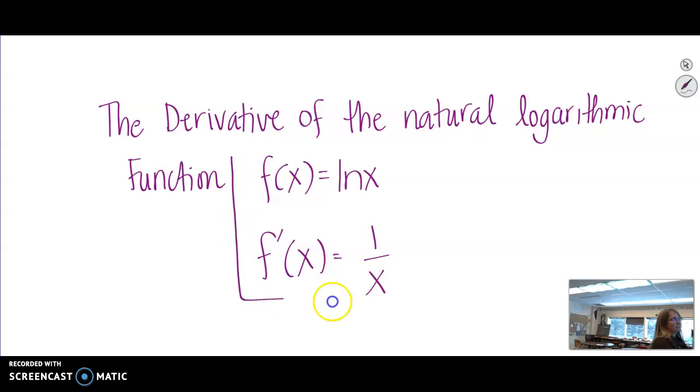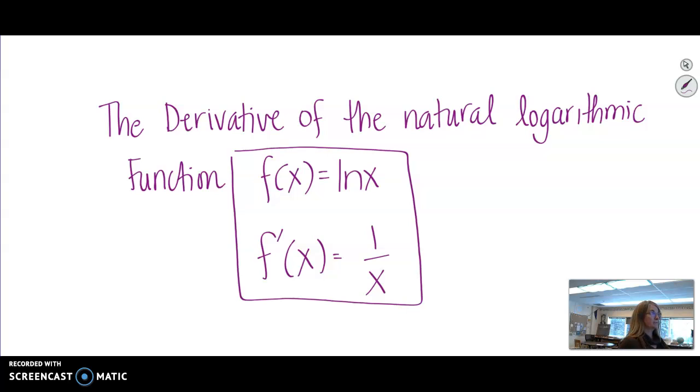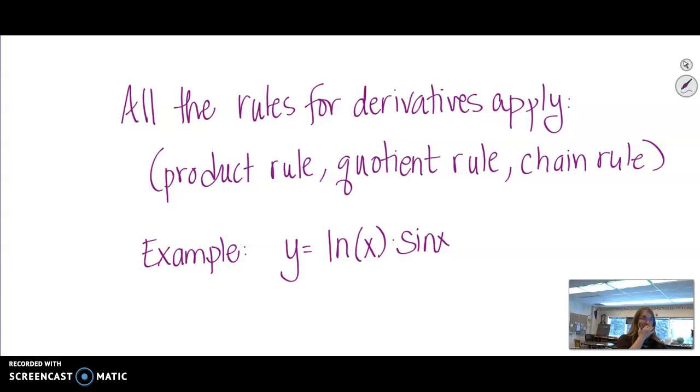So this is something that you want to put in your notes, and we're going to use this fact to differentiate different functions that involve the natural logarithm. All the rules for derivatives apply: the product rule, the quotient rule, chain rule.